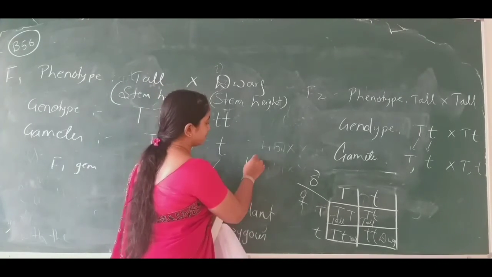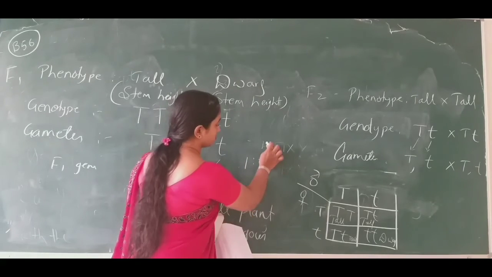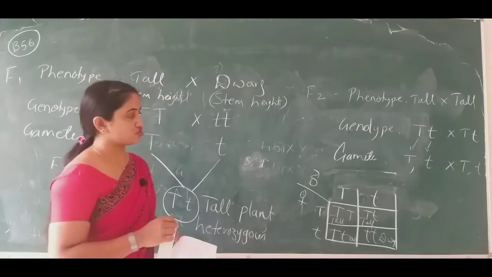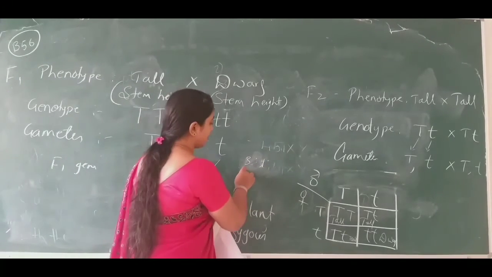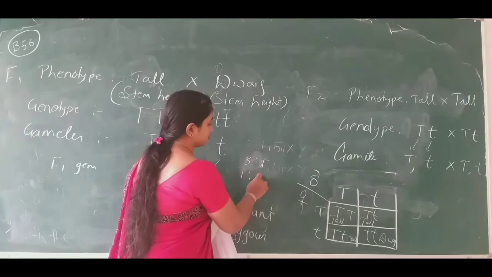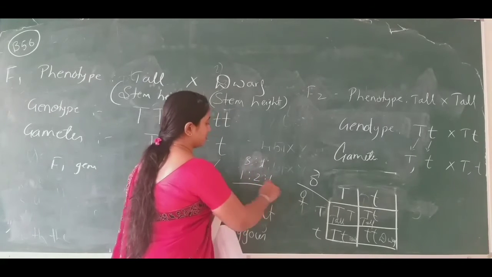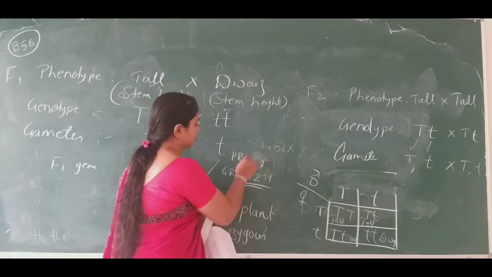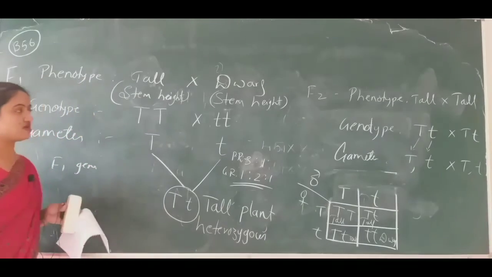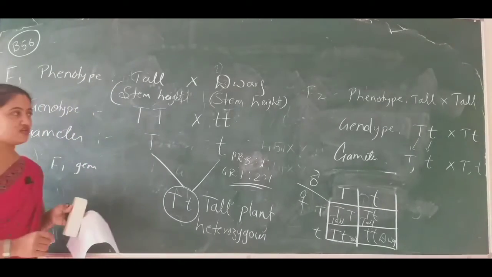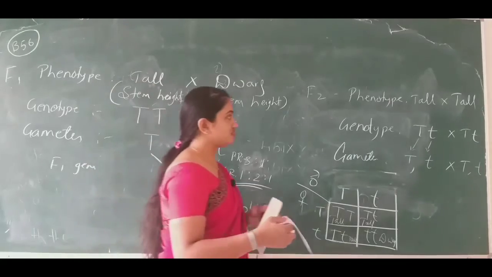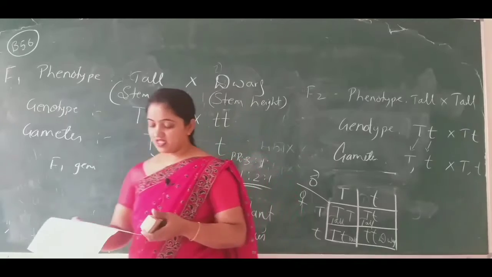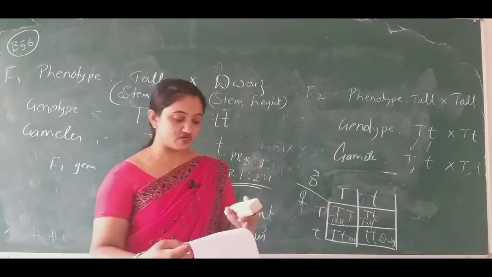And what do you write for the phenotypic ratio? The phenotypic ratio is 3 is to 1. That is the phenotypic ratio of one gene inheritance, and the genotypic ratio is 1 is to 2 is to 1. So this is the genotypic ratio and this is the phenotypic ratio. With this, just write a brief explanation of this schematic representation. That will be the end of question number 3.